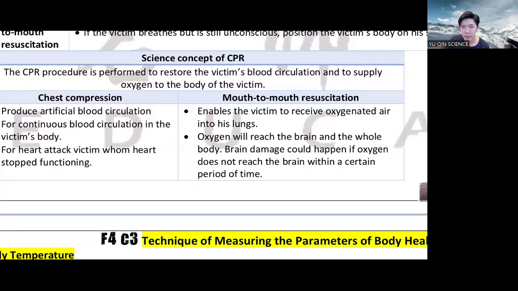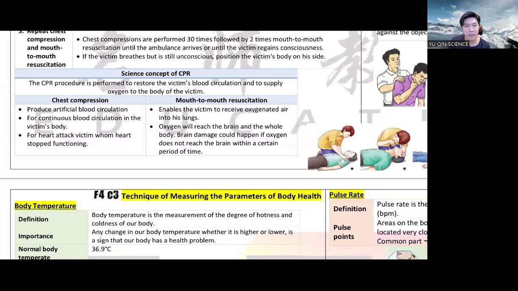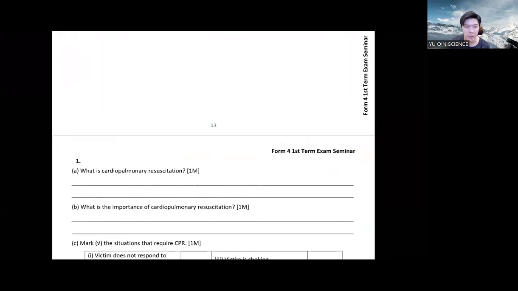So then you get enough oxygen for your brain, especially if your brain does not receive oxygen within 10 minutes, you can have brain death. That means your brain is not functioning anymore. Even if you recover from it, you would probably be a paralyzed person. Okay. So there you go. That's the science concept behind it. We can get into this question and we'll be back for the Heimlich maneuver.